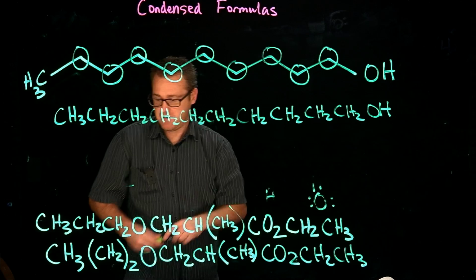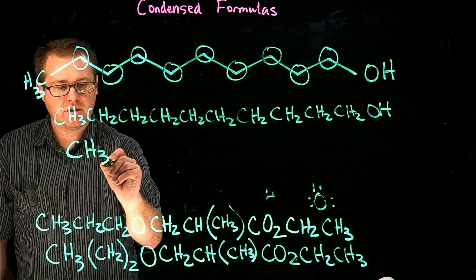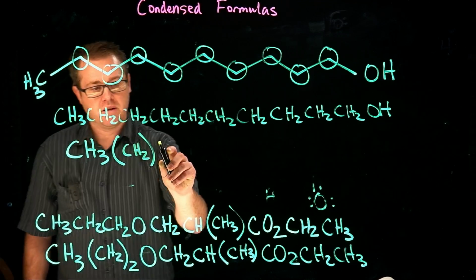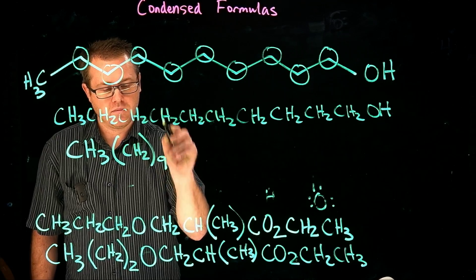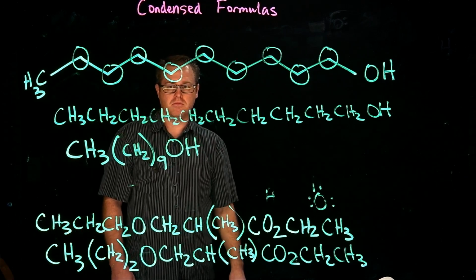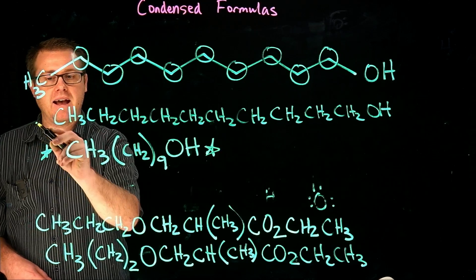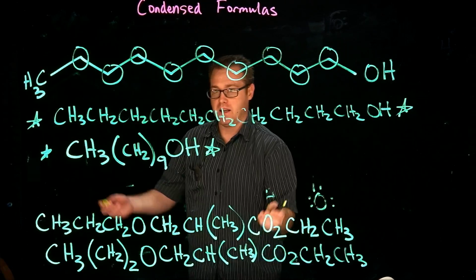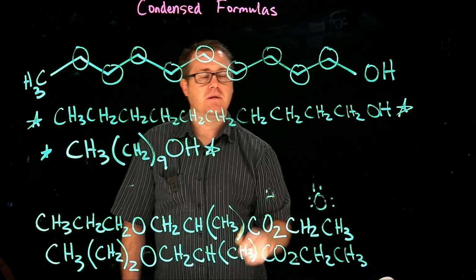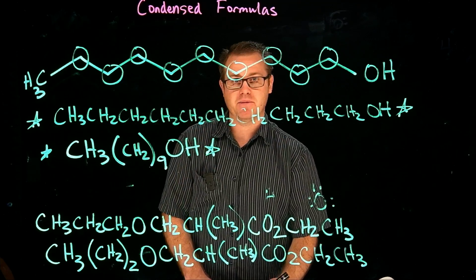Pretty long condensed formula, but you could make your life a whole lot easier by just going CH3, parentheses, CH2. How many are there? There's a total of 9. And then we have an OH. So this right here is the same thing as above, just a little bit easier to write out. So if you see repeating patterns of CH2s, you can represent it in parentheses with the subscript. All right?